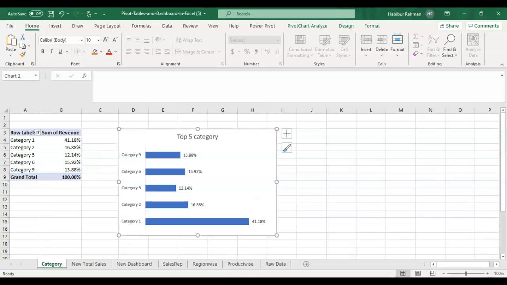Then I made the top 5 categories about revenue. Category 1 is the highest category about its revenue. It's almost 41.18%. The lowest category is category 5.